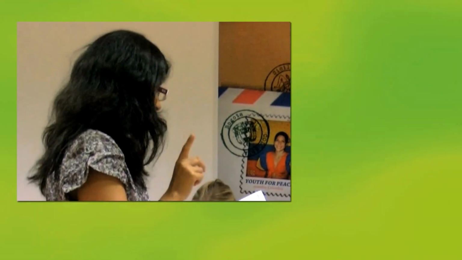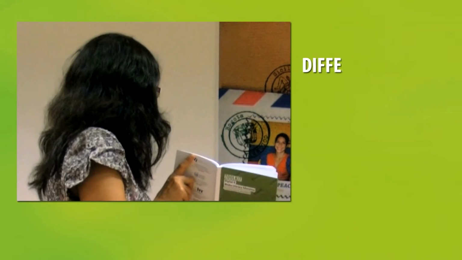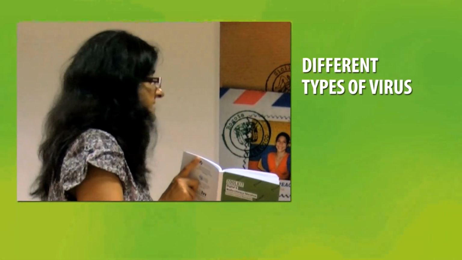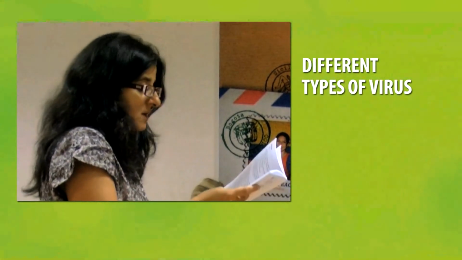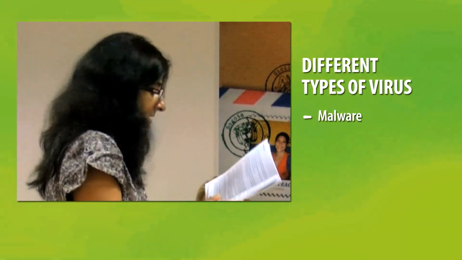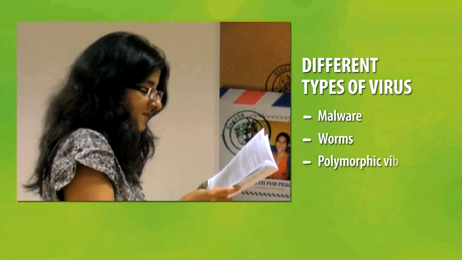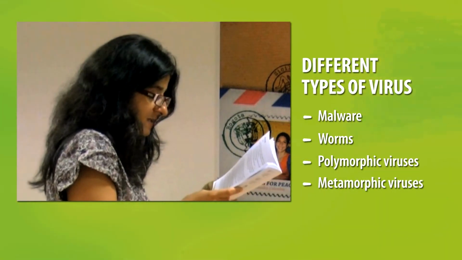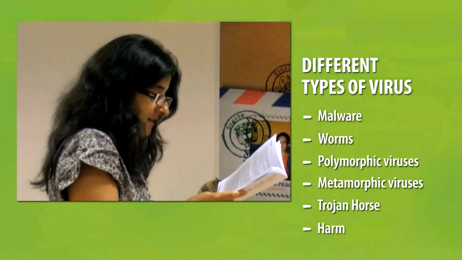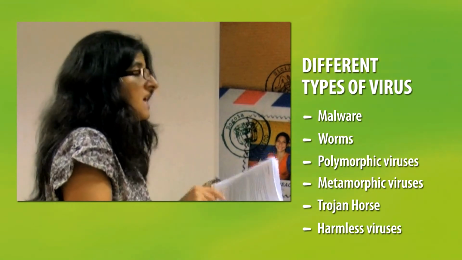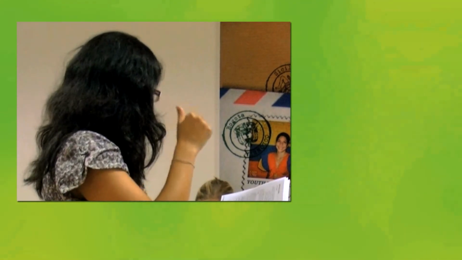You're not supposed to know what a malware is. That's why at page 61 there is an explanation of the basic lexicon. Okay? So you can find the definition of malware, worms, polymorphic viruses, metamorphic viruses, Trojan horse, harmless viruses. Even in the game, the Big Brain, there is a unit focused on viruses. That's why I've chosen this topic for the web quest.